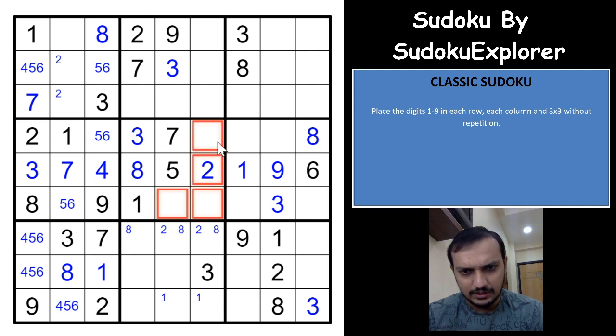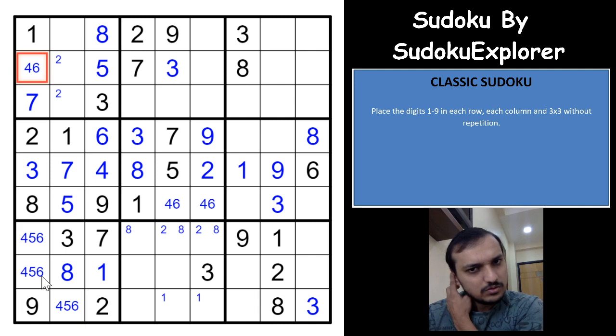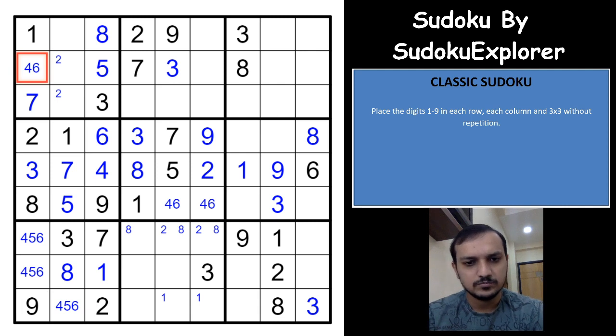4, 6 and 9, so 9 would have to be here. That gives you 4 and 6 in one of these two cells. Okay, so I'm right, yeah. So that gives you a 5 here and a 6 here. That gives you a 5 here, so this is not a 5. Seems to be an easy one for now. Not sure what we'll see ahead.